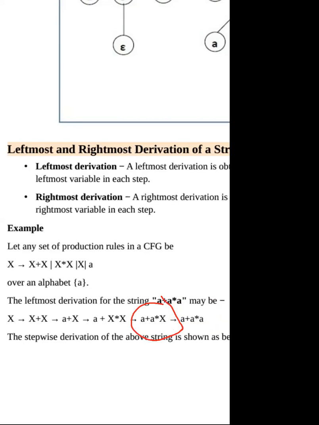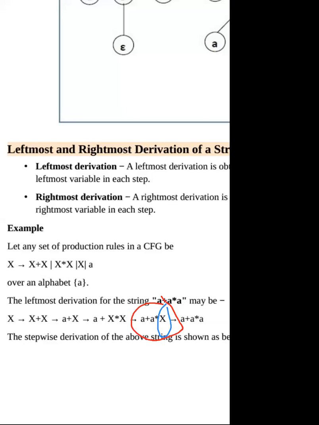From this step, in this step there is only one non-terminal, that is capital X. So there is no question of left or rightmost derivation. We have only one non-terminal, capital X. When we have more than one non-terminal, then there is a question of leftmost or rightmost derivation.